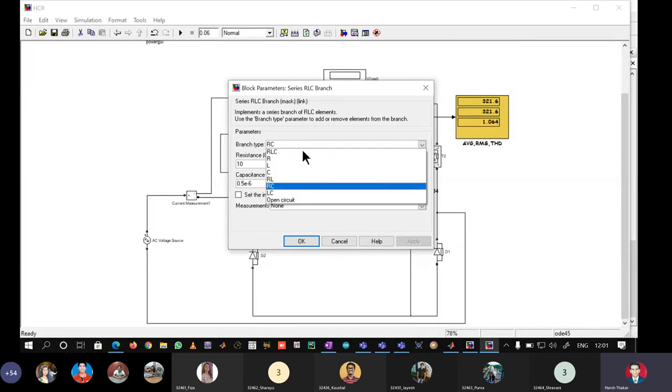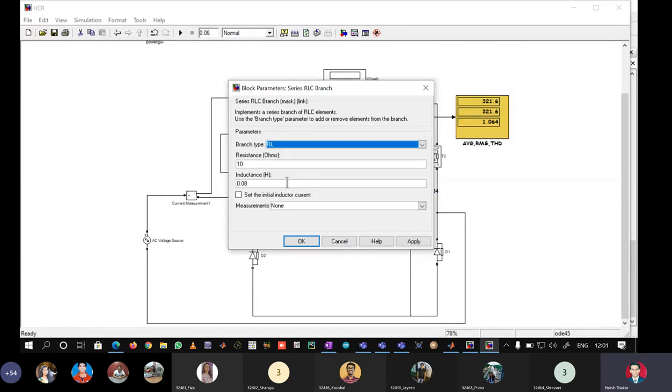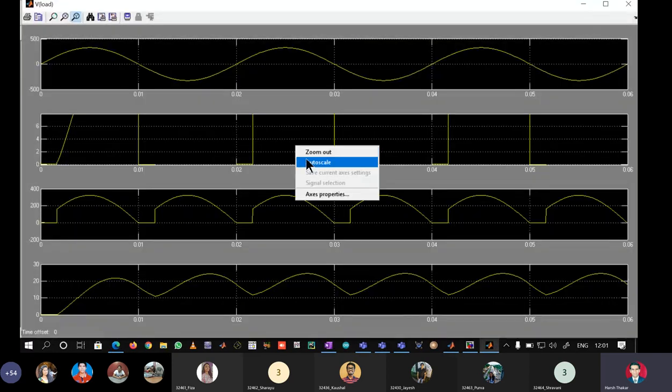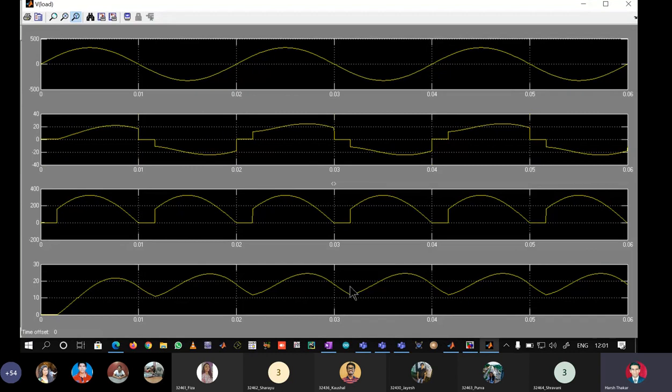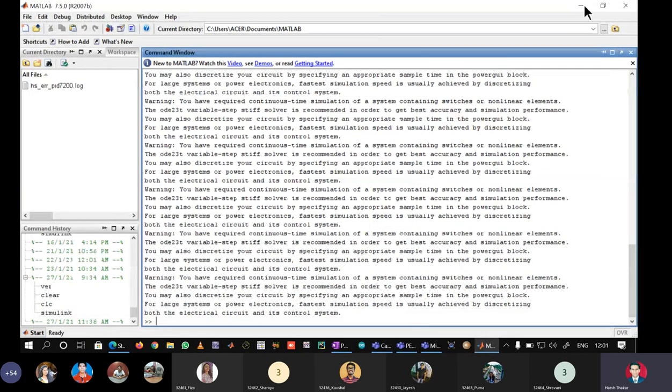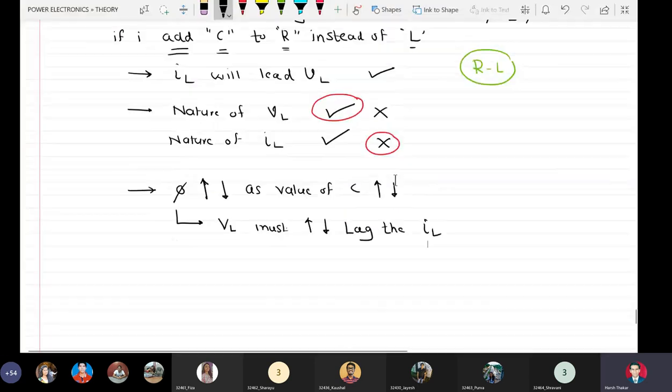So let us remove this, make it RL and let us set it at 0.04. Apply. Okay, fine. So this was what I meant by telling what is the effect of the nature of load on the nature of load current.